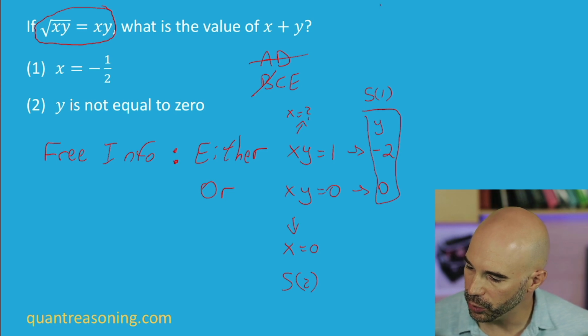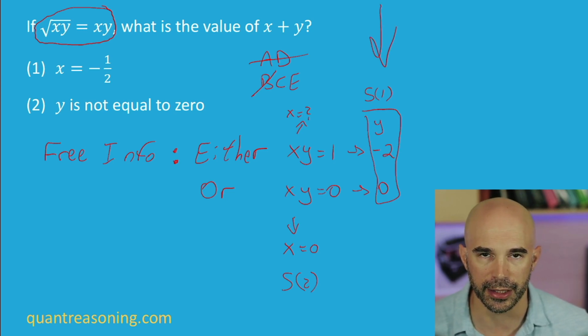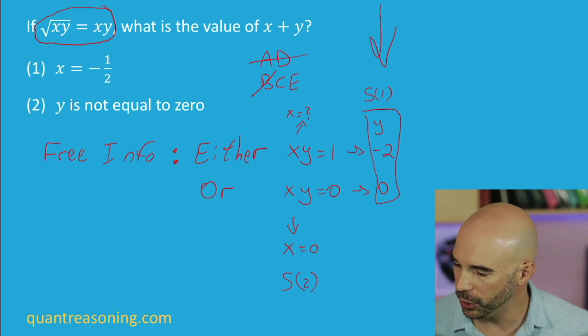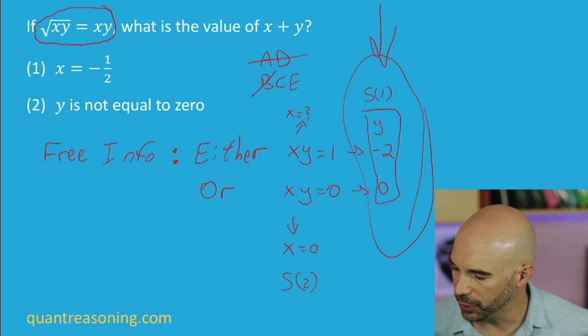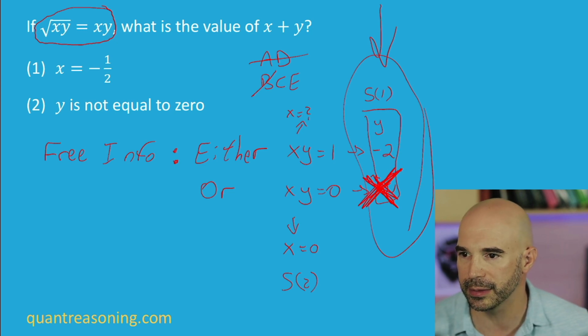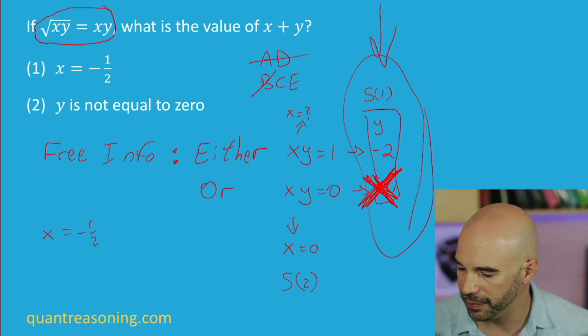Now, if we combine these statements, I'm going back to what I knew from statement 1. Statement 1 seemed like a much better statement. It had a lot more to offer us, right? So I'm going back to what I knew from statement 1, which was that y is either -2 or 0, but now I can say that it's not 0 thanks to statement 2. Statement 2 eliminates this possibility, leaving me with only one option, which is that x is -1/2 and y is -2. And now, yes, I can answer the question.